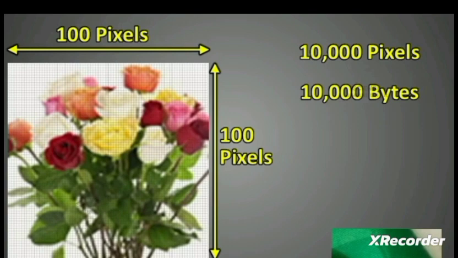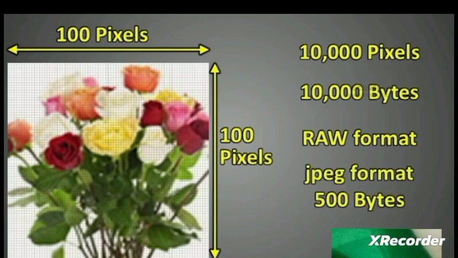Saving an image like this is called the RAW format. But saving images in RAW format takes up a lot of space. That is why we often use compressed formats to reduce file size. One common format is JPEG. Using such compression, we can make image files much smaller.